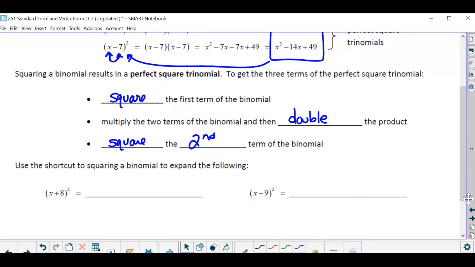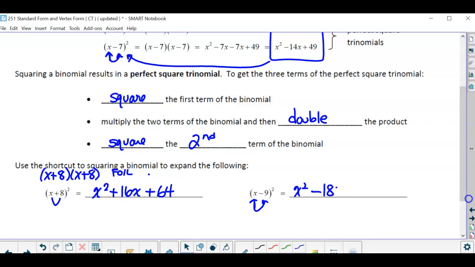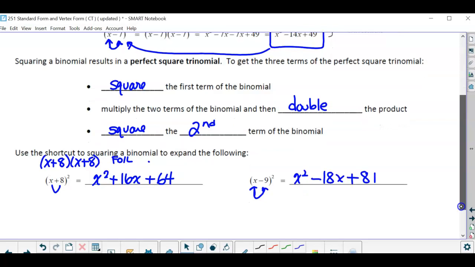Use a shortcut to squaring to expand the following. So back in Math 10, you may have done it the long way, shown it as x plus 8 times x plus 8, and then used FOIL to get your 4 terms, and then collected like terms. You don't want to do that anymore. You're in Math 20 now. You need to be able to do this the quick way. So x squared, first term squared, the product of the 2 terms doubled, and then the last term squared. Okay, first term squared, product of the 2 terms doubled is negative 18x, and then the last term squared is positive 81. First and last terms are always positive.